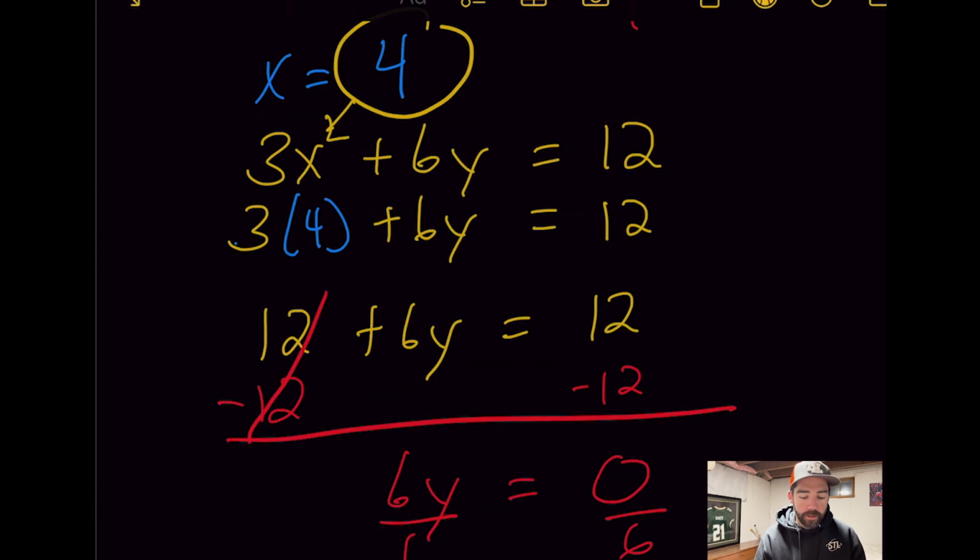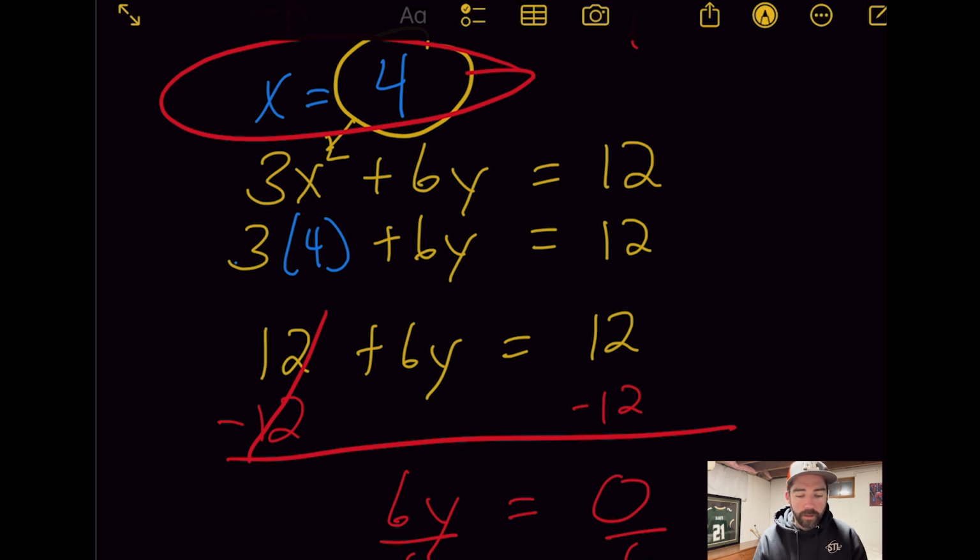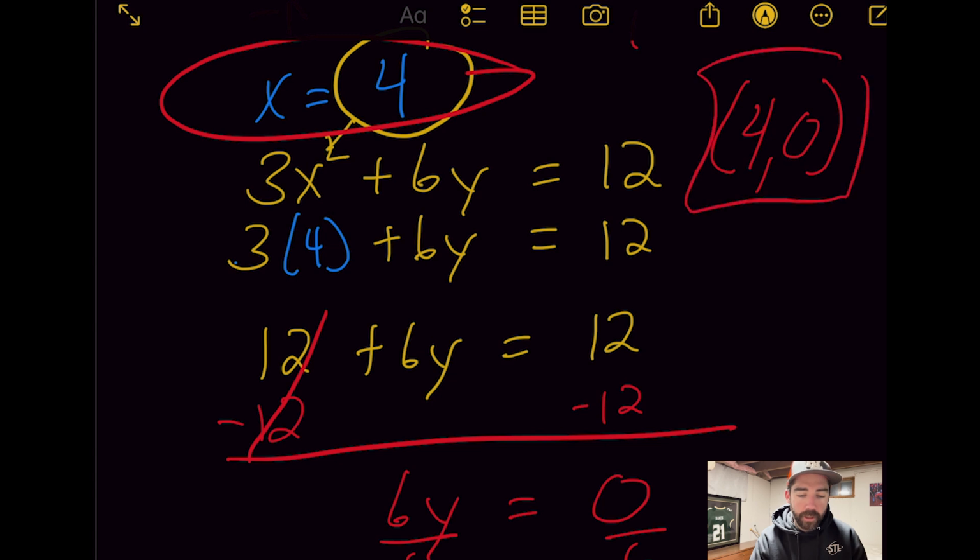So our answer is found right here, and we can write it. x is 4, so (4, 0). There is our answer. Very good.